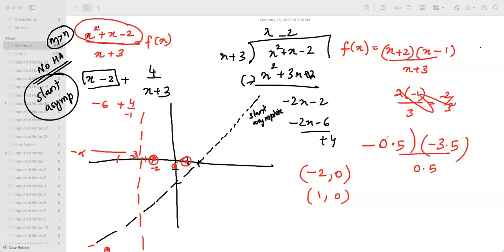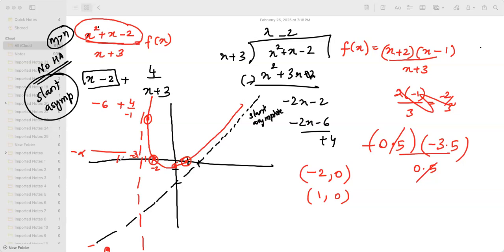You see? Am I making sense? So that will be a positive 3.5. For a negative 3.5, my value will be a positive 3.5. Correct. So see how my graph is evolving.